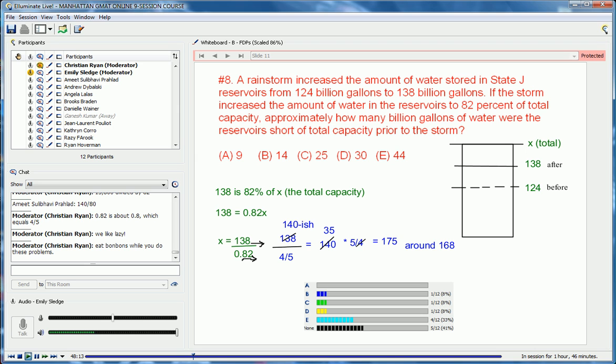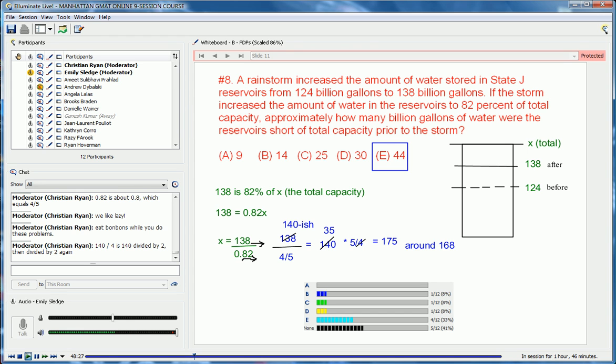It's enough to figure out that the answer has to be E, which is the highest value up there, because 168 minus 124 gave us 44. We're estimating a little high here, and that's okay, because the answer still would have to be that highest one. How could we avoid estimating too high or too low? Can anyone refine this estimation for us?